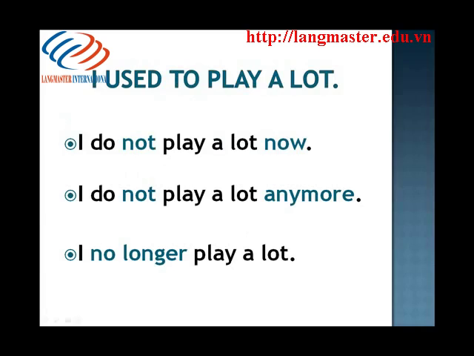This idea of contrasting the past and the present can be expressed more than one way. I used to play a lot means the same as I do not play a lot now. I do not play a lot anymore. I no longer play a lot. So used to means not now, not anymore, no longer. The difference is that this expression used to is a past tense structure.